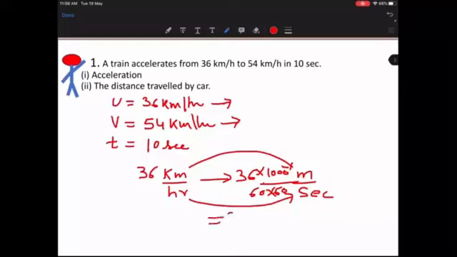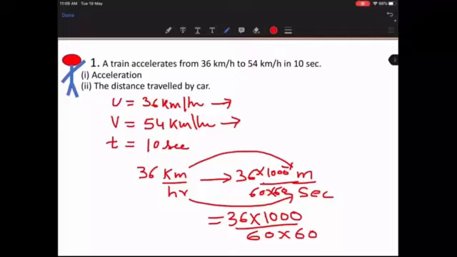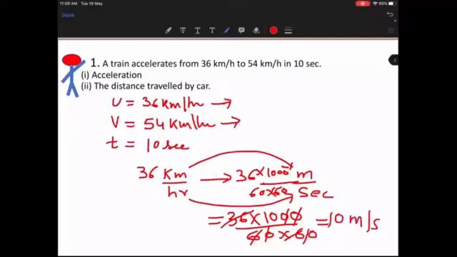So actually how do you convert? 36 into 1000 divided by 60 into 60. Just go step by step without getting confused. First convert what is 1 kilometer into meters, how many meters make 1 kilometer and how many seconds make 1 hour. If you solve this, the zeros go here, 36 goes here, so you will be getting 10 meters per second. So is that conversion clear to you?